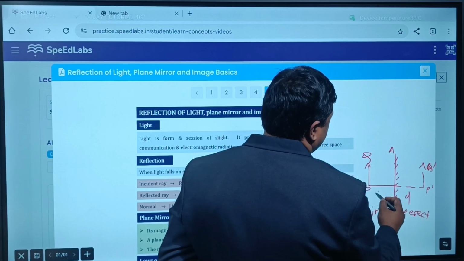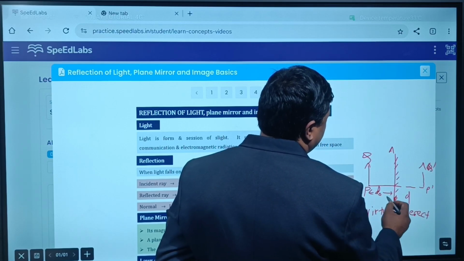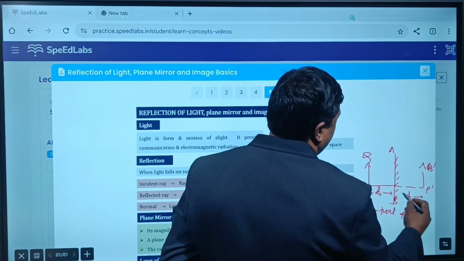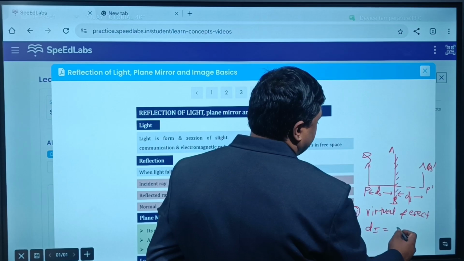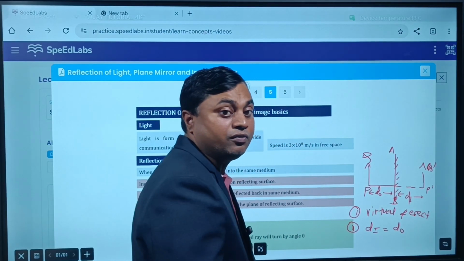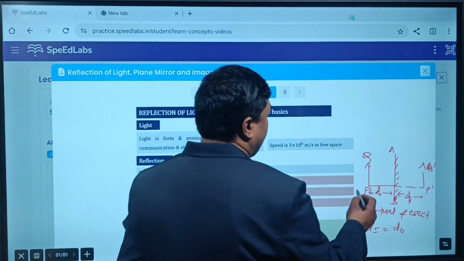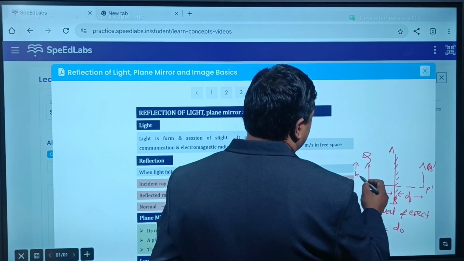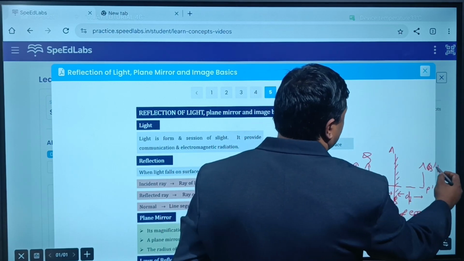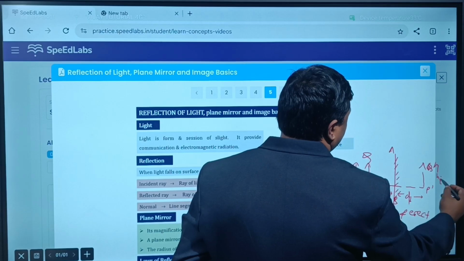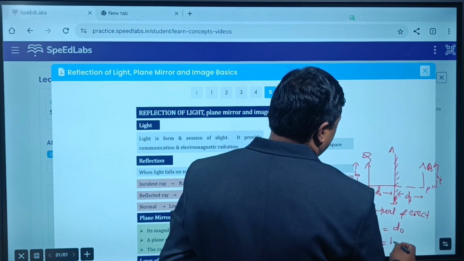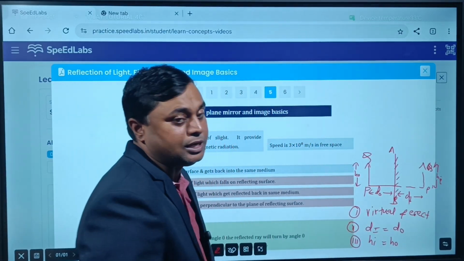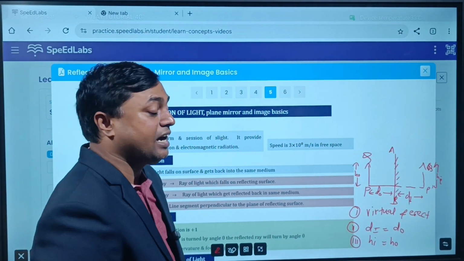Suppose the object is 2 meters in front of the mirror. So the image will also be 2 meters behind the mirror. So we can say the distance of the image behind the mirror is equal to the distance of the object in front of it. And suppose the height of the object is 2 feet. So the height of the image will also be 2 feet only. So we can say that the height of the image is equal to the height of the object, or the image is of the same shape and size. And it is laterally inverted.